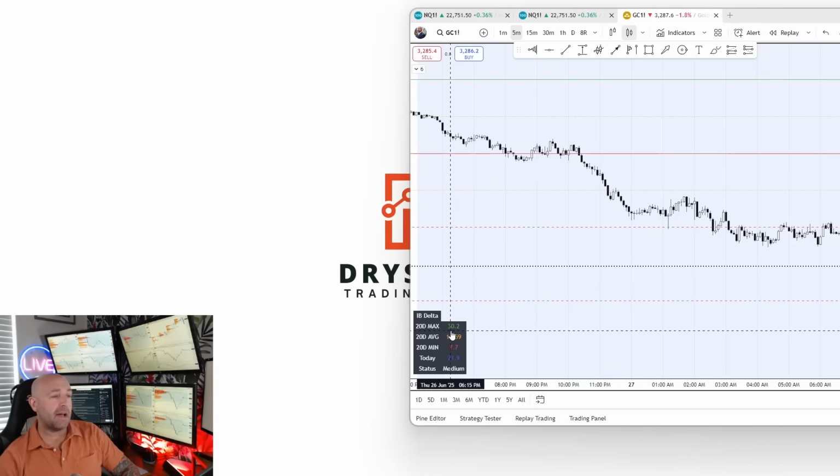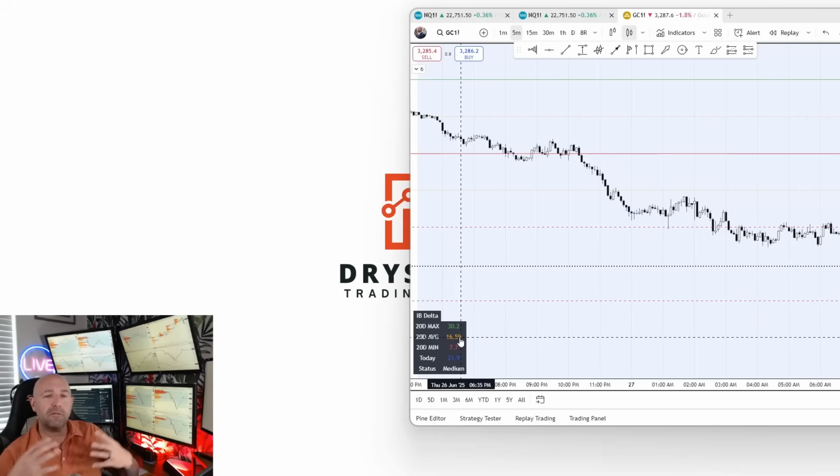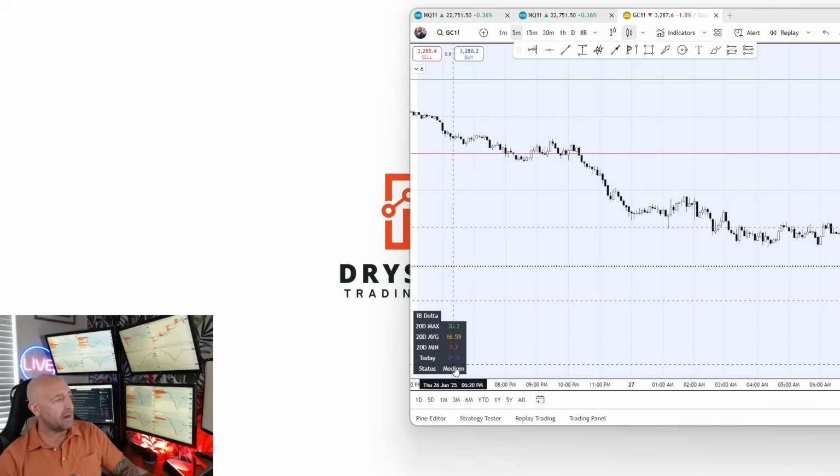The largest initial balance we've had is $30.20. The smallest initial balance we've had is $7.70. So this gives you perspective on how volatile gold is, based on how big the initial balance is. And it'll give you today's. Today's is $21.90, which is about average, a medium size initial balance. So this Delta analytics gives you good insight early in the session of how volatile gold is being.